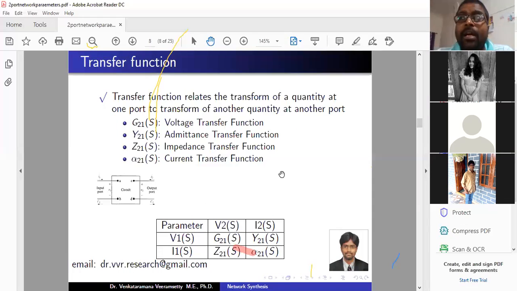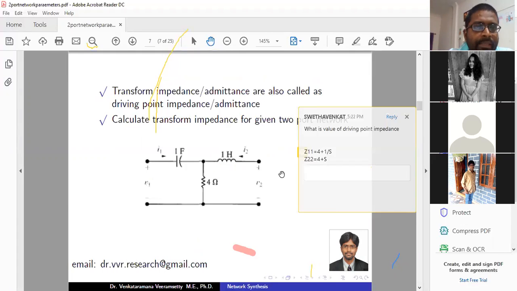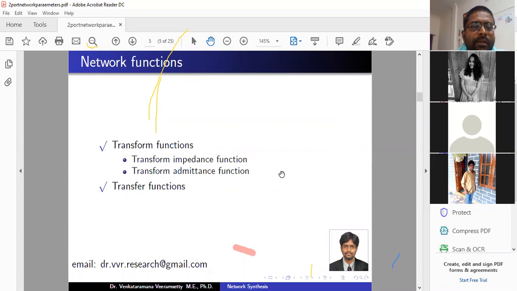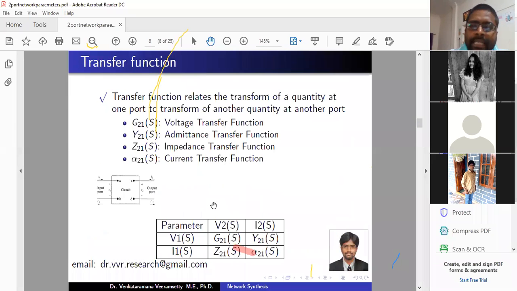That is a transform impedance, already we discussed. Now we are going to discuss the transfer function. Network functions are transform impedance functions and transfer functions. Transform and transfer. Okay, so now we are going to discuss the transfer functions.